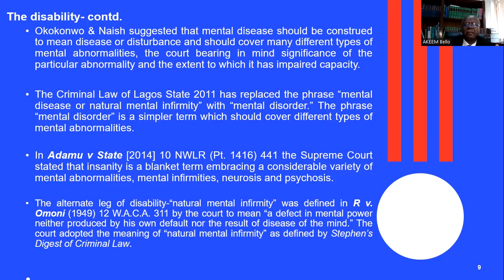Of course, we've already said mental disease is one clear leg of disability. And the court in Umoni is saying that natural mental infirmity means a defect in mental power. A defect is like a lowering or a diminution, a reduction in mental power, a reduction in mental capacity, a reduction in mental functioning that is neither produced by his own default.